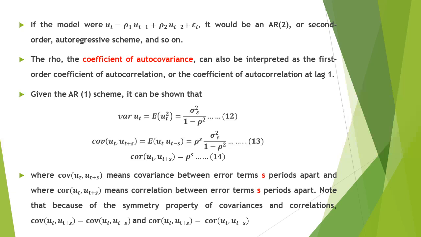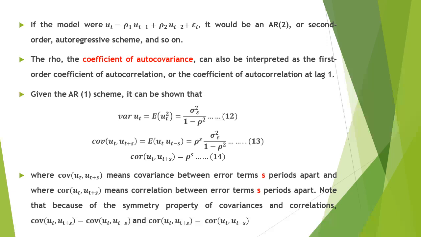Given the AR1 scheme, it can be shown that the variance of ut is equal to the homostochastic variance of the white noise error term divided by 1 minus the square of the autocorrelation coefficient. And the covariance between ut and ut plus s, that is, the covariance between error terms s periods apart, is equal to the correlation between error terms s periods apart into the homostochastic variance of the white noise error term divided by 1 minus the square of the autocorrelation coefficient.